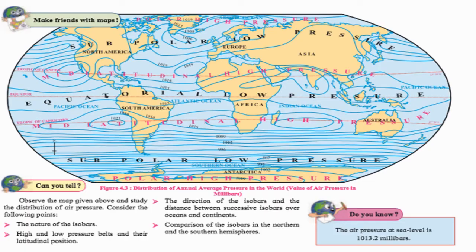Then the direction of the isobars and the distance between successive isobars over oceans and continents. Mostly over the oceans, the isobars are parallel, and over the continents, they are somewhat uneven. Comparison of the isobars in the northern and southern hemispheres. In the northern hemisphere, the isobars are far spaced and uneven, whereas in the southern hemisphere, it is closely spaced and parallel.